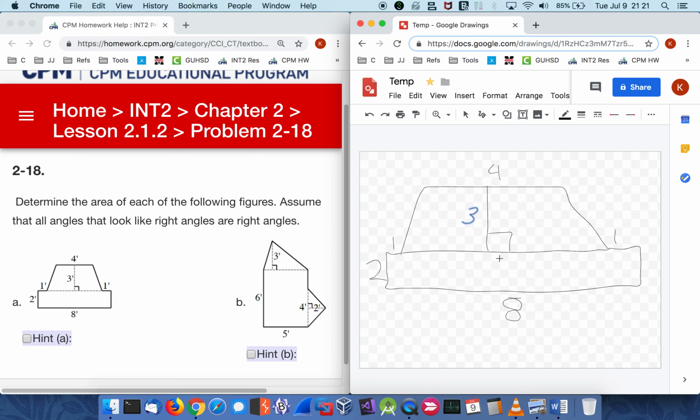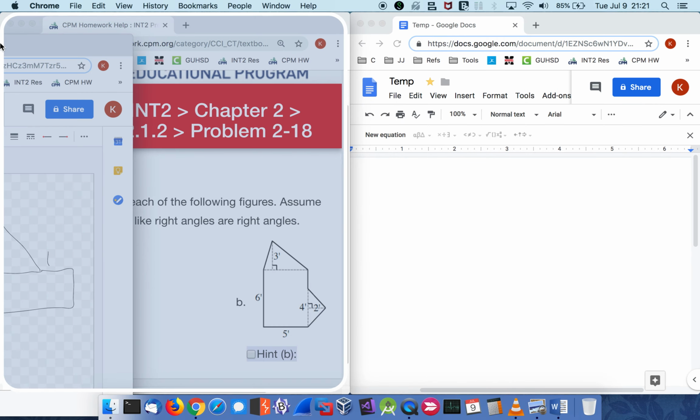Okay. And then, since this is 1 and this is 1, and the longer version is 8, that means that the base of this trapezoid right here is 8 minus 1 minus 1, so 8 minus 2, which is 6. So that's that longer base right there. So then we just have two shapes to take the area of. We have this rectangle down here, and then we have this trapezoid. And we kind of know what those are, so let's just move this over here.